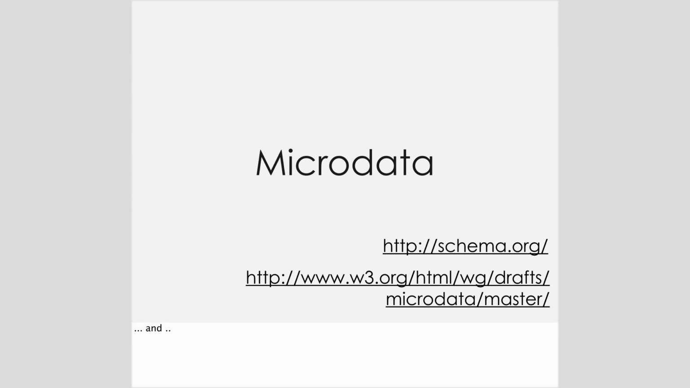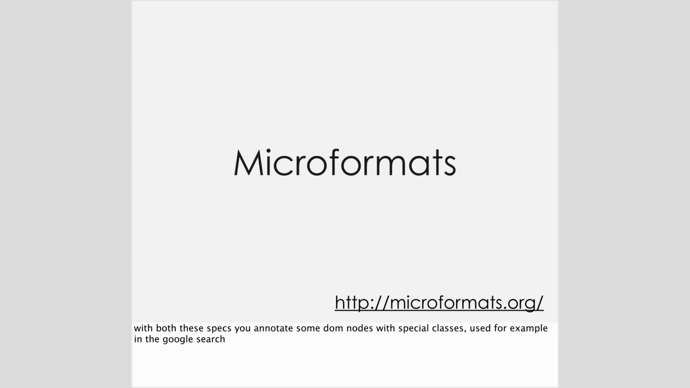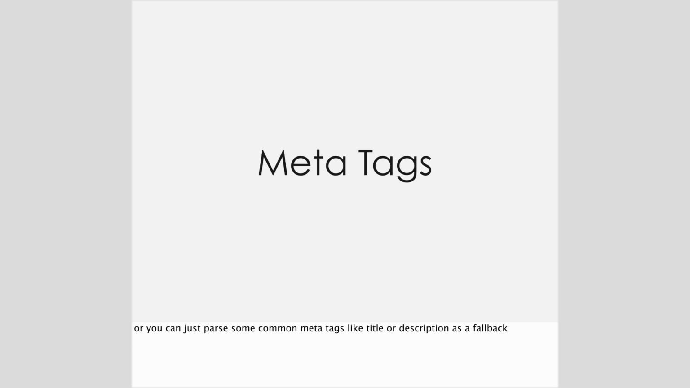There's also microdata and microformats, which work by annotating some DOM nodes where the important content like the title or the description or thumbnail image is. You annotate this with special classes. Pick whatever you want to get meta information. And also you can just fall back to the common meta text like a title and description if you want to have meta information about a URL.